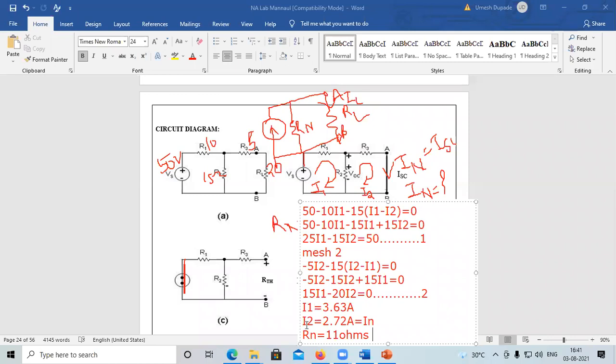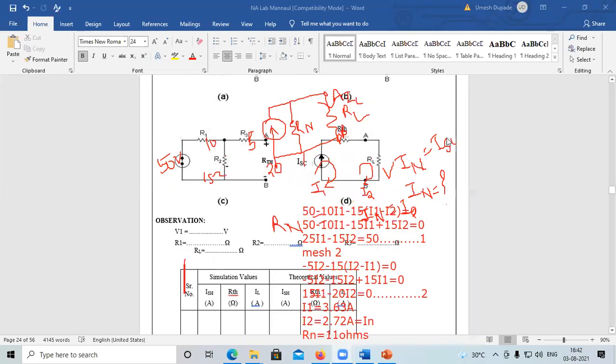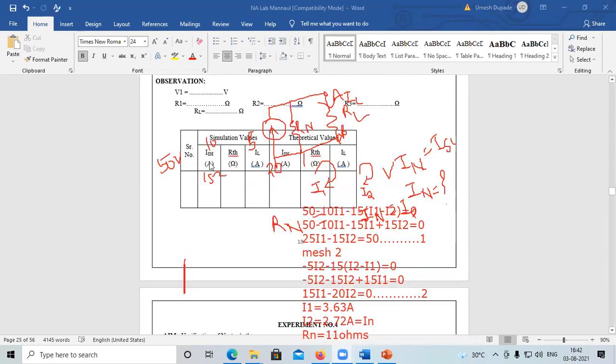IN ची व्हॅल्यू कॅल्क्युलेट केली आपण 2.72 एम्पियर. Value of RN is nothing but 11 ohm. So this value we want to verify in the simulation window. Simulation window मध्ये आपल्याला ती व्हॅल्यू चेक करायची. See here, कॅल्क्युलेशन मध्ये काय लिहायचंय तुम्हाला बघा. टेबल मध्ये ISH, RTH व्हॅल्यू and IN. IL we will calculate after that.